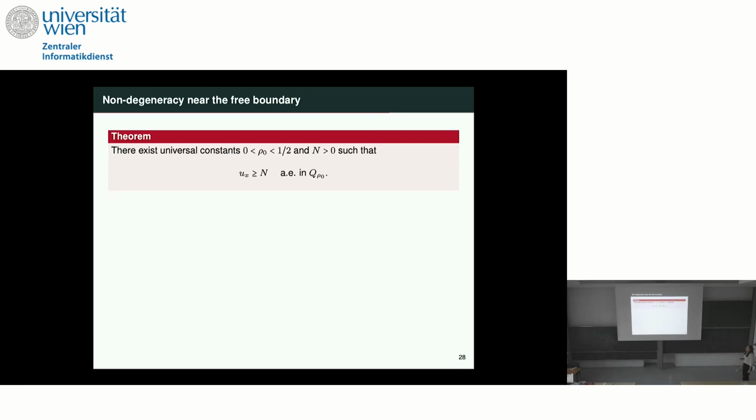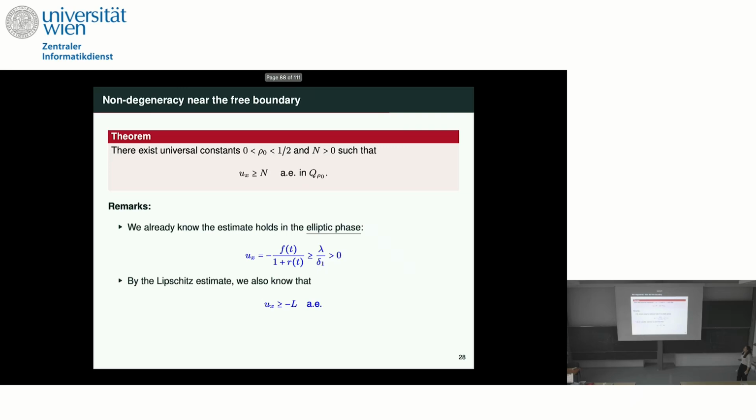So a few remarks here. Again, in the elliptic phase, this is true, right? So we have this formula, and f is bounded below, r does not hit the wall, so we have the lower bound. Okay, and so also by the Lipschitz estimate, we have a lower bound, but it's not good enough, right? I mean, we want this to be a positive constant. So we need to improve this lower bound in the parabolic phase, okay? And this is done in 3 steps.